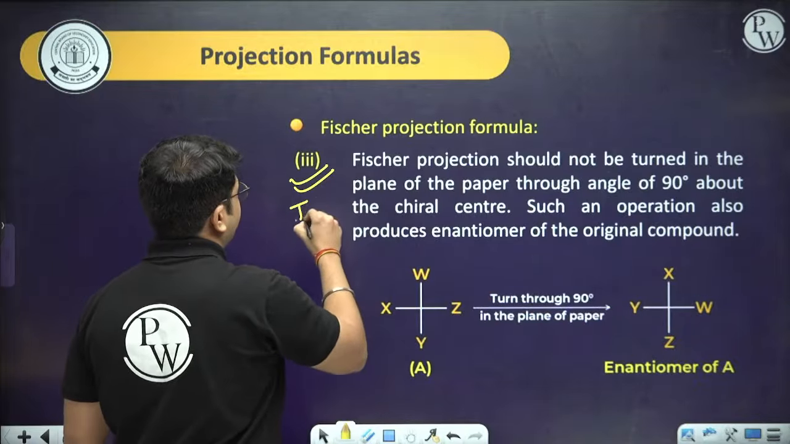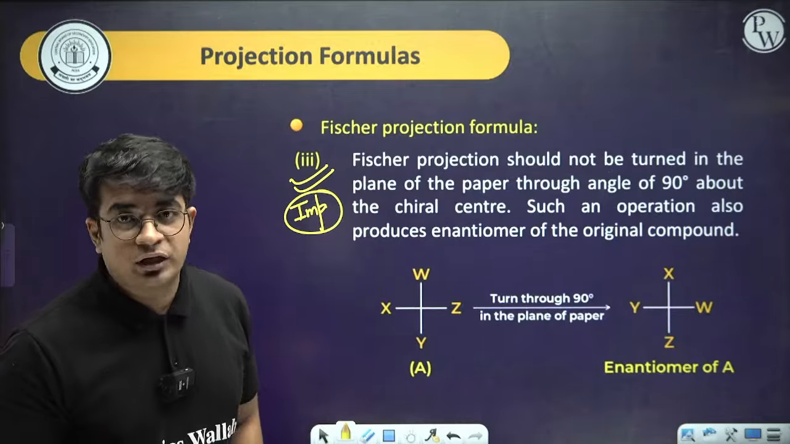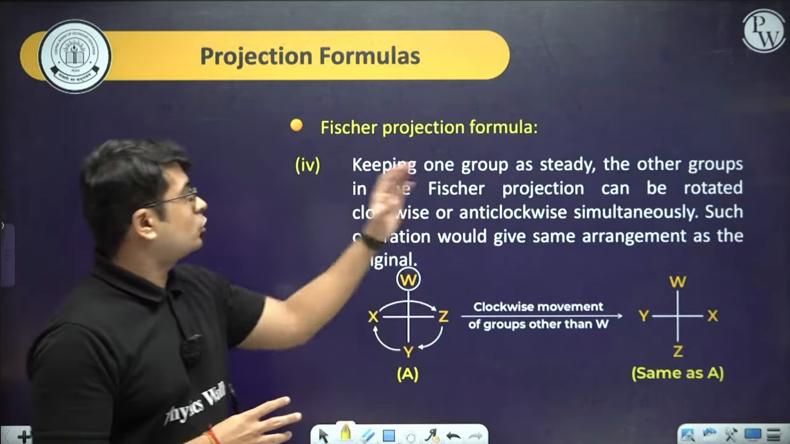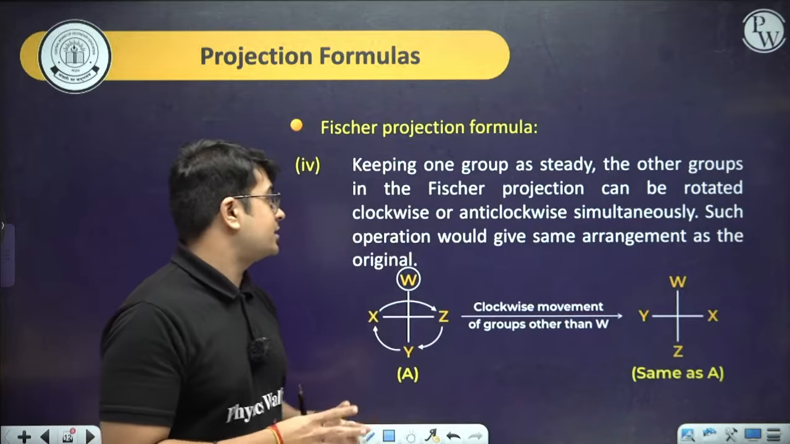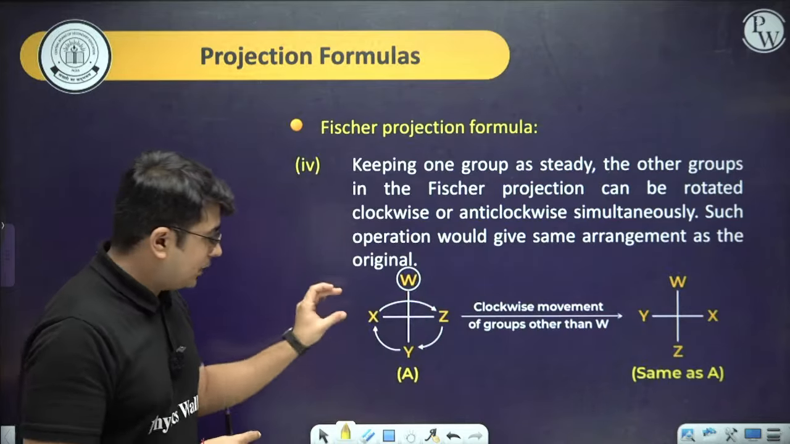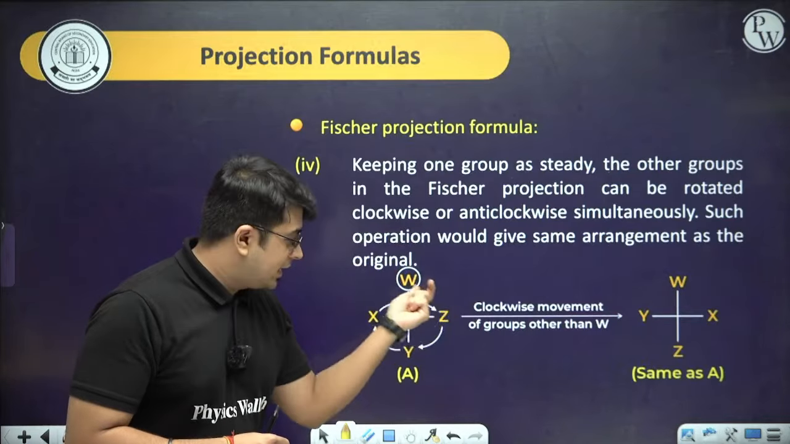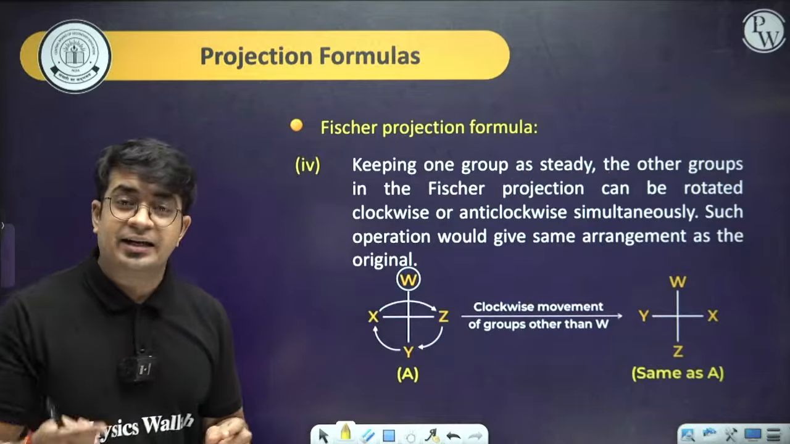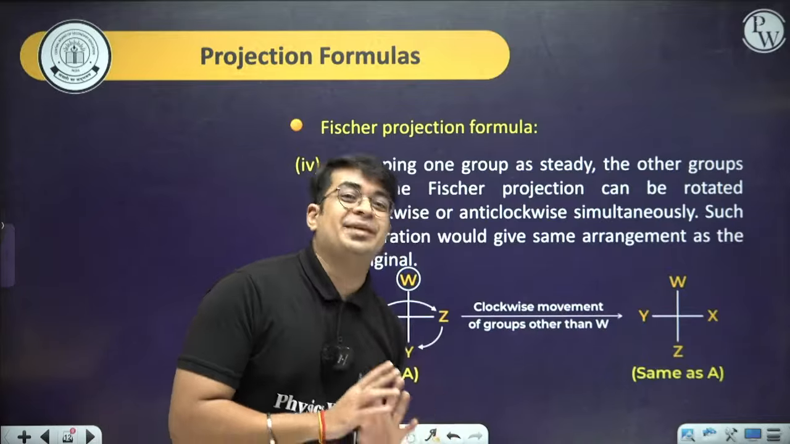So again, this point is very, very important from the point of view that you want to write down the configuration. Now, keeping one group steady, the other groups in the Fischer projection can be rotated clockwise or anti-clockwise simultaneously. Such an operation would give the same arrangement as the original. So keeping one atom as constant, what you are doing? You are changing one part here and the next part here. So you are making 2 types of rotations, 90 degree and 90 degree, which creates a 180 degree rotation. That is allowed because it's going to create the same type of arrangement.